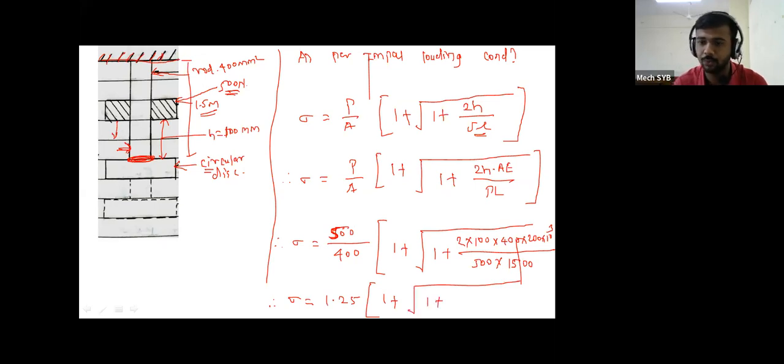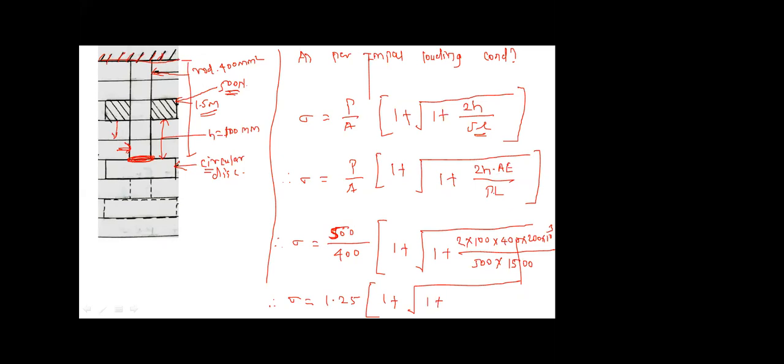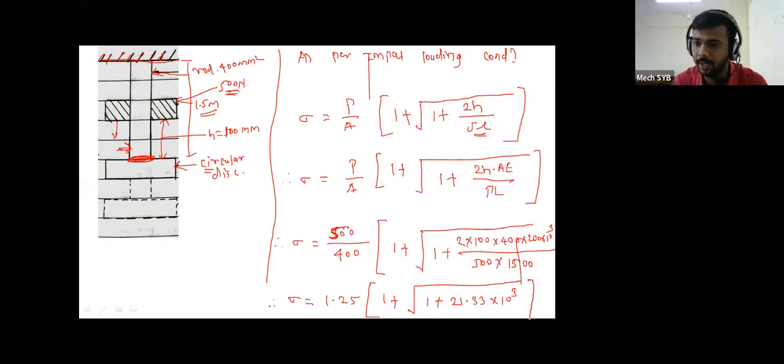Now do the separate calculation for this term. कुठल्या कुठल्या टर्म आहेत बघा? 2h into AE divided by PL. 21.33 into 10 raised to 3. Okay, those who have calculated, please send your answer in the chat box. I will check.